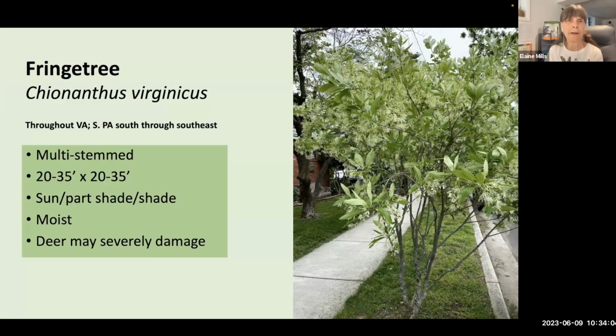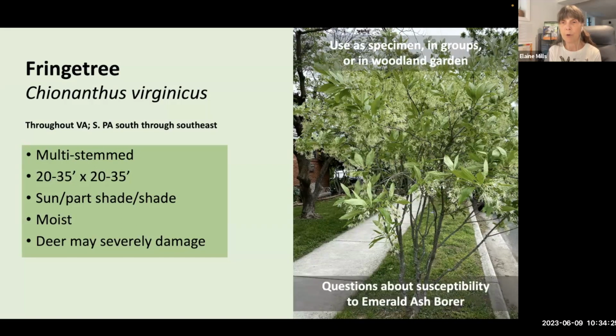Fringe tree, Chionanthus virginicus, is another multi-stem tree. It's 20 to 35 feet in height and can grow in quite a range of sun exposures. You can use it as a specimen in groups or in woodland gardens, or here you can see it as it's used as a street tree in my neighborhood.